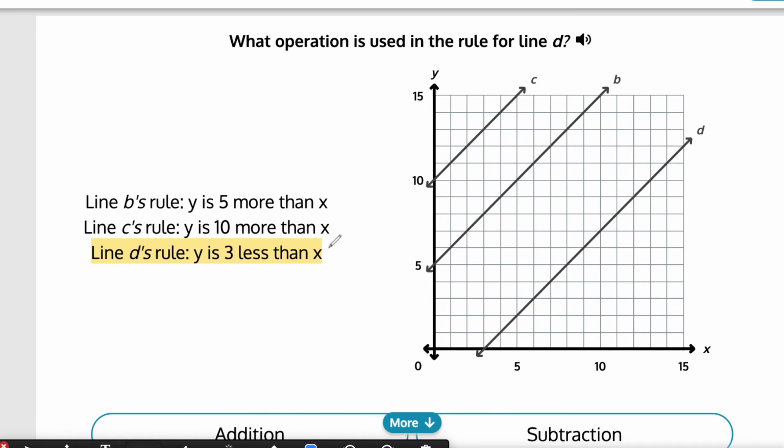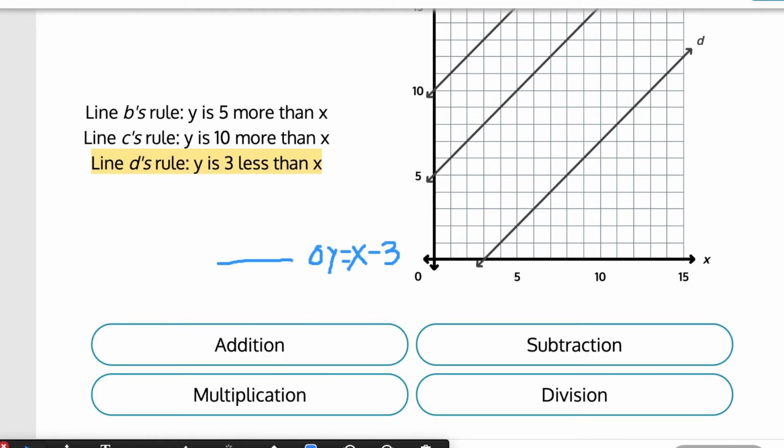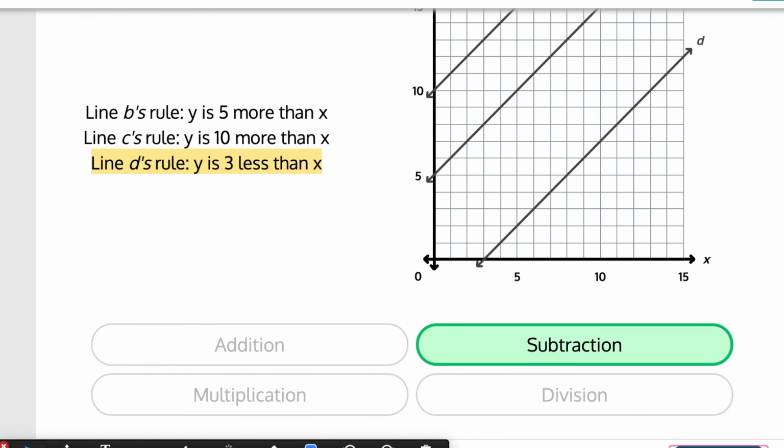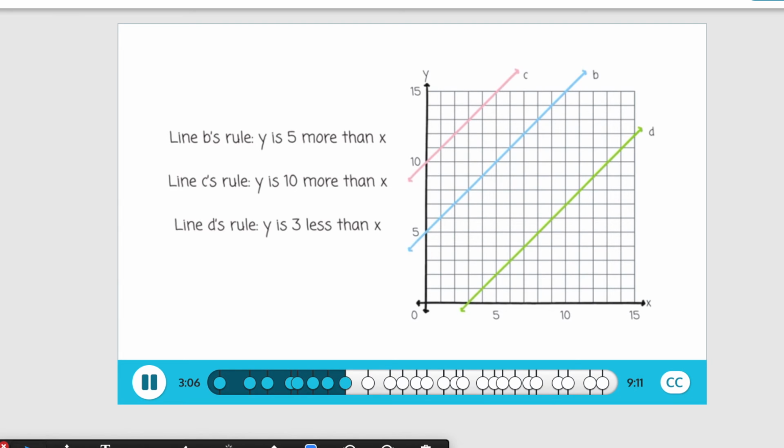I'm going to say y is 3 less than x. That means I'm starting with x and taking away 3. So y equals x minus, that's taking away or making it less, y equals x minus 3. So what operation did I use? Well, I used subtraction. We used addition in the rules for lines B and C.